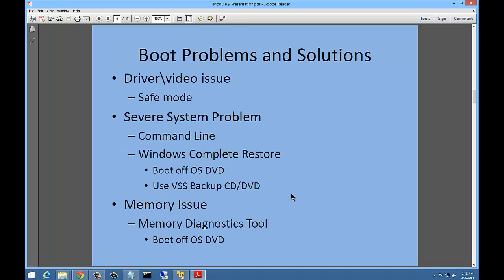So some of the more common things that come up is a driver video issue, and you may need to boot into safe mode. Well, that'll be one of the things you do during your lab, is booting into safe mode. You could also have a severe system problem. You may need to understand command line because some of the graphical user interface programs don't work anymore. Windows Complete Restore. You can also use the Windows Server Backup that you were shown in previous labs to know how to restore from a backup drive or tape. Memory issue, memory diagnostics tool. You need to boot off of an operating system DVD.